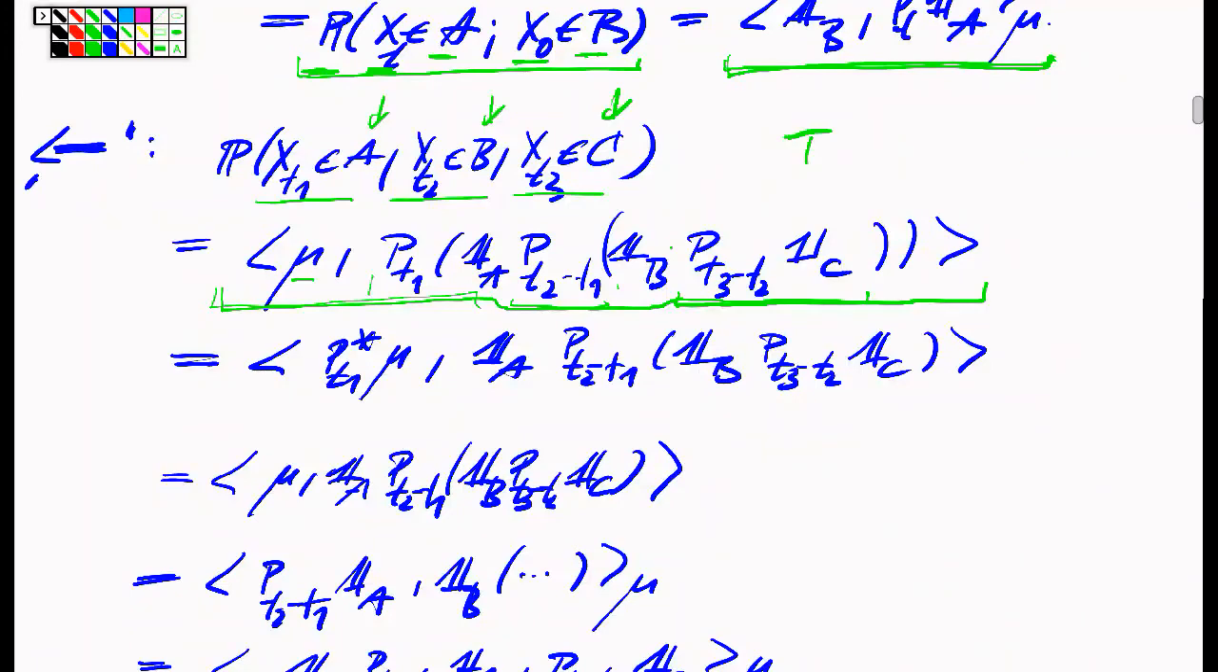Well, we can now apply the adjoint operation, or we can just move the operation of P_t by definition of the adjoint operation.